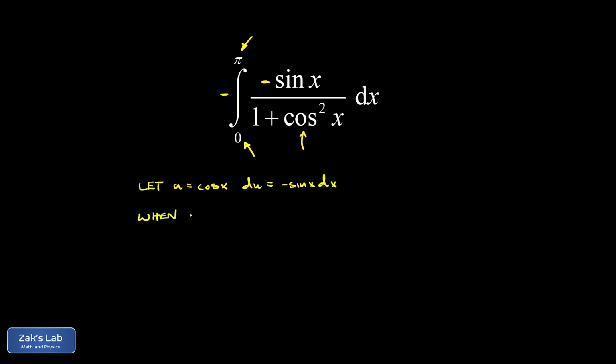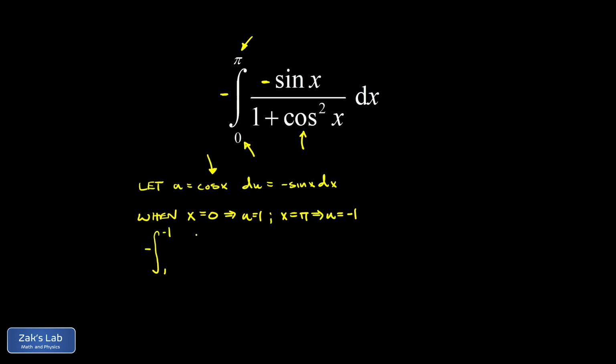So we look at the lower limit and we say when x is equal to 0, what does u have to be? So I look at my original substitution and the cosine of 0 is 1. Then we look at the upper limit when x is equal to pi. And the cosine of pi is negative 1. So we have an upper limit of negative 1. So this is kind of interesting because it forms a backwards integral. So I end up with the integral from 1 to negative 1.